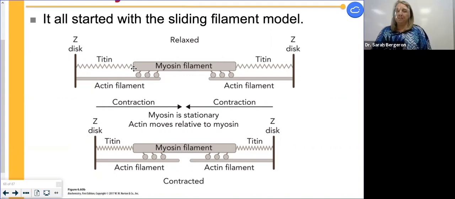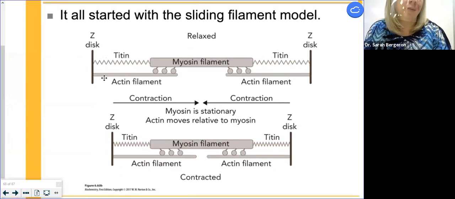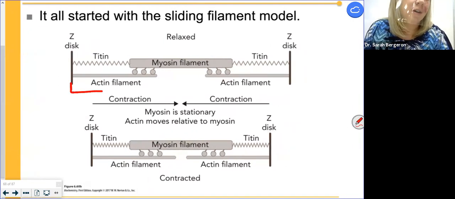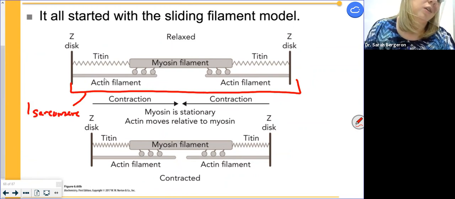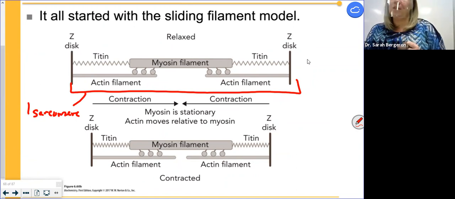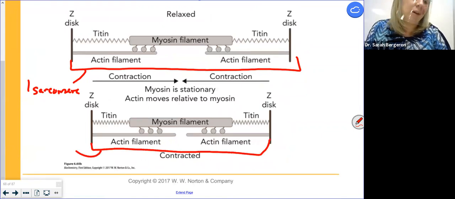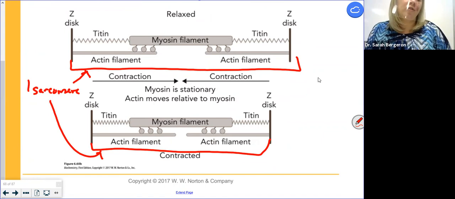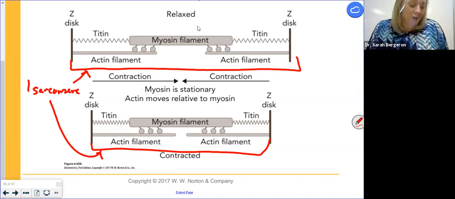So from Z disc to Z disc, we call this one sarcomere. So from here to here is one sarcomere. Z disc is the end of the sarcomere. So look at the total width of the sarcomere. Compare contracted down here versus relaxed up here. What's different? The width, right? It's shorter. And that's how muscle contraction generally works.